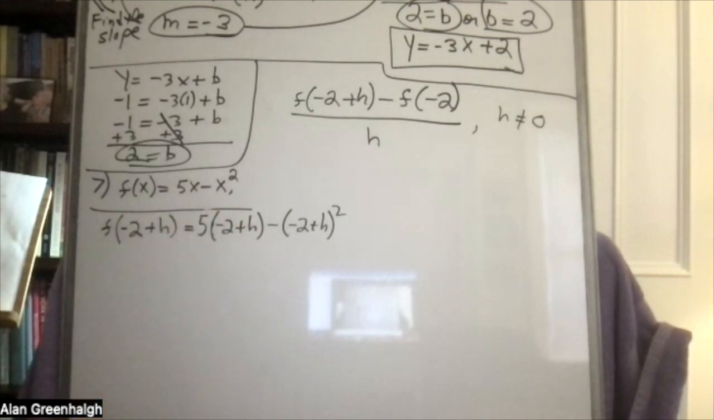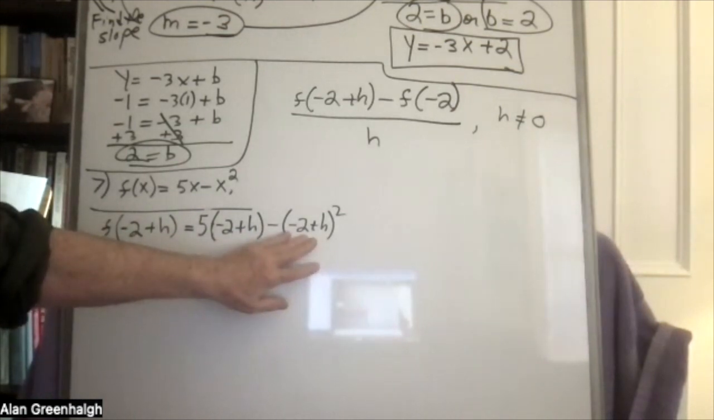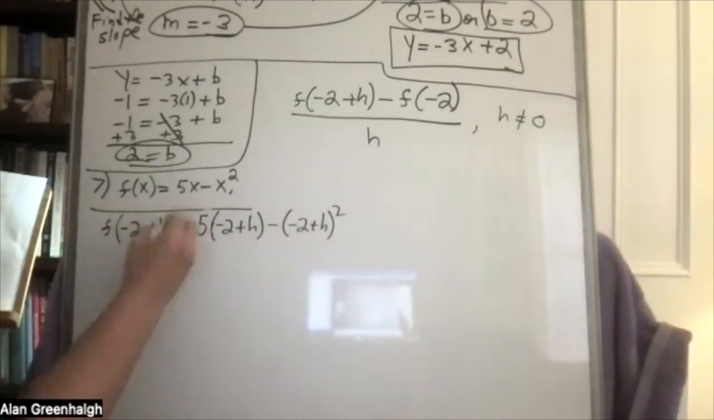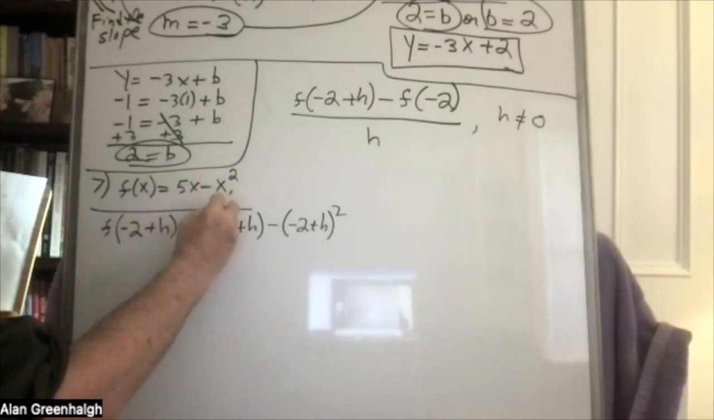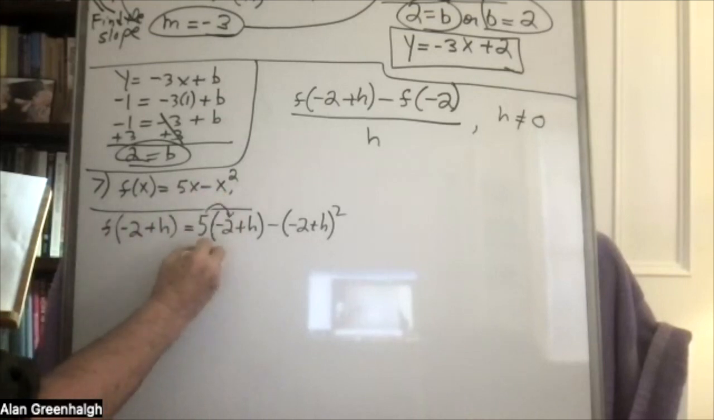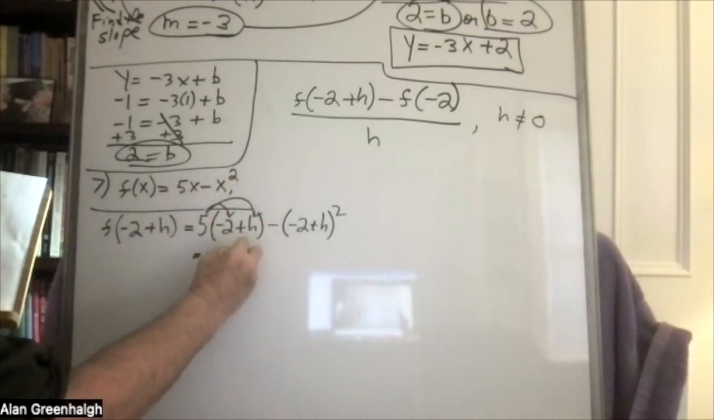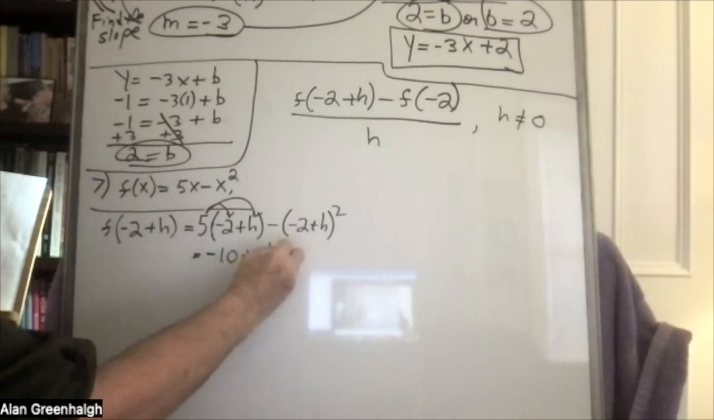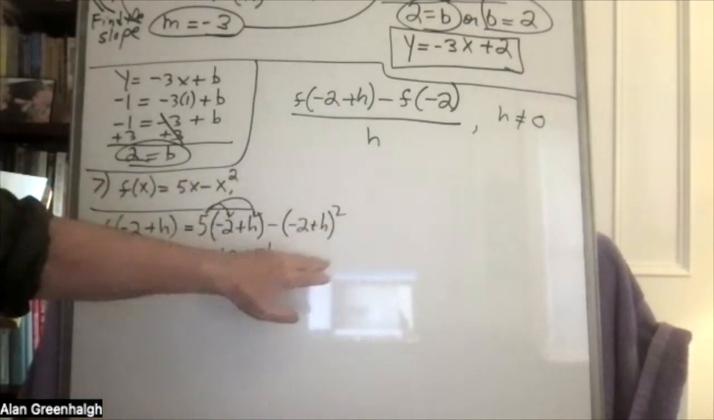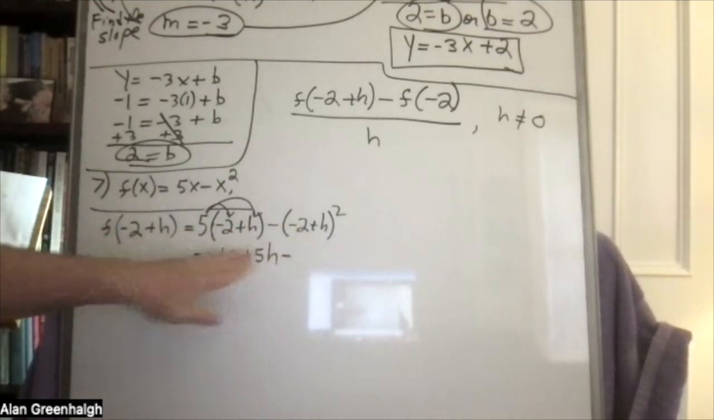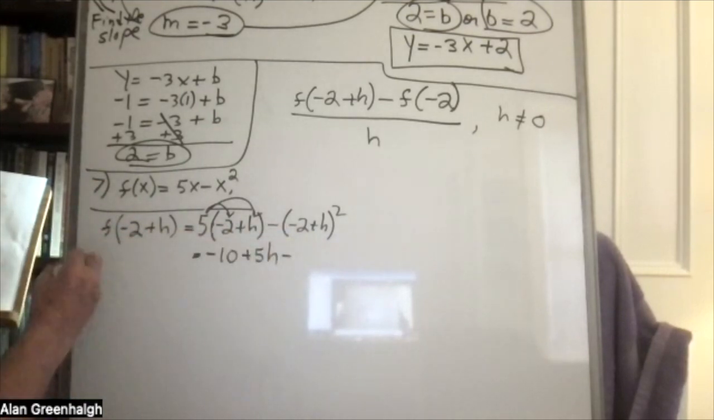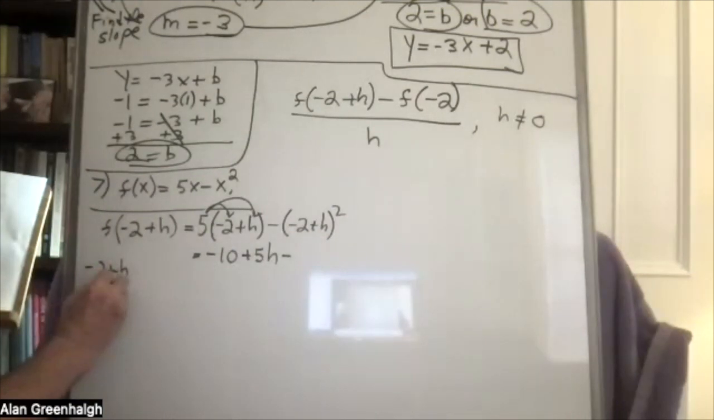Okay. Well, the first part of this is not difficult. That we'll take aside and do separately. But this, let's do this first. 5 times -2 is -10. 5 times h is 5h. Now, this whole thing we're going to do over here. All right, so -2 plus h squared, which means negative 2 plus h times itself.